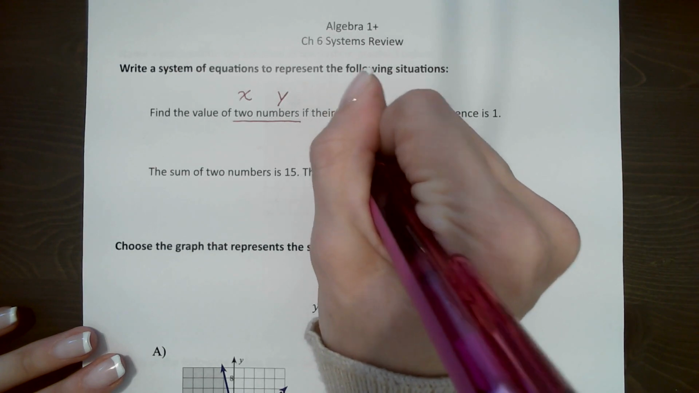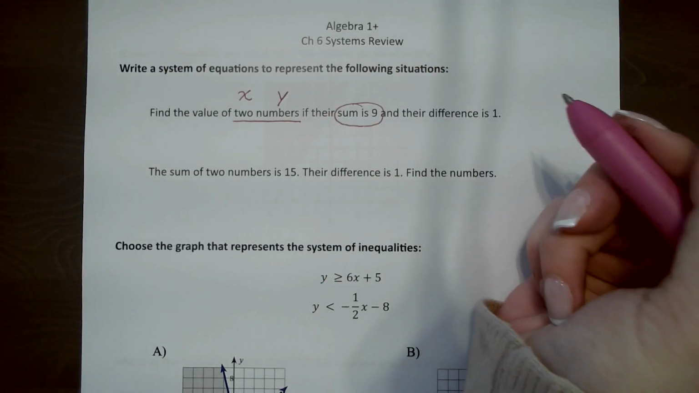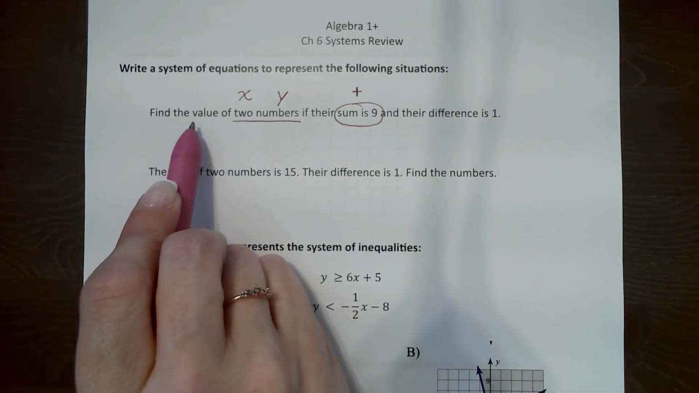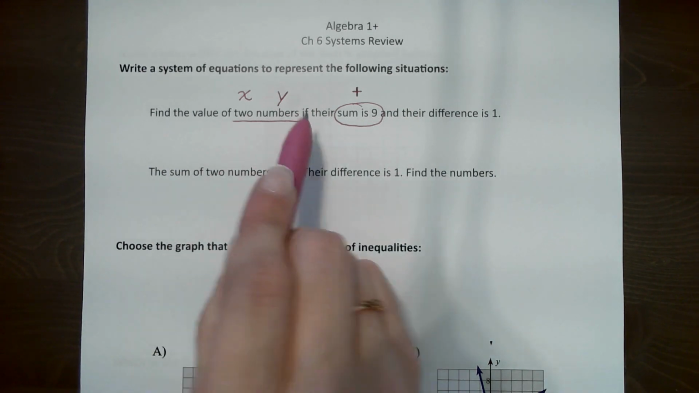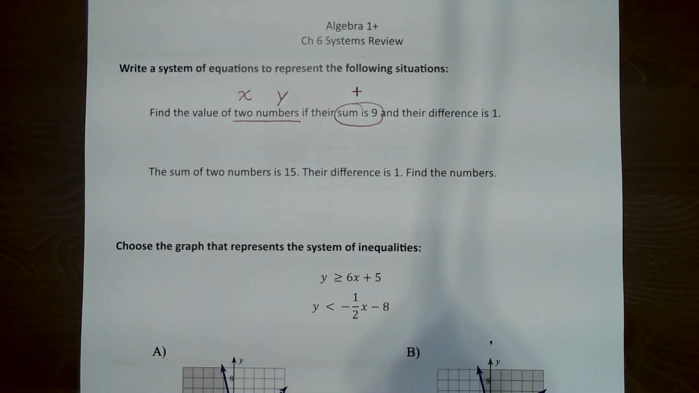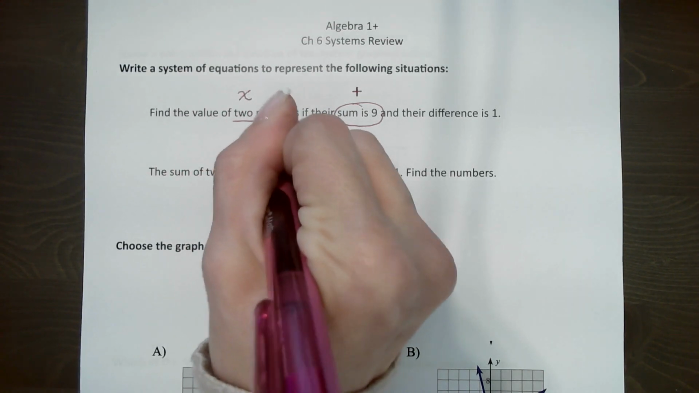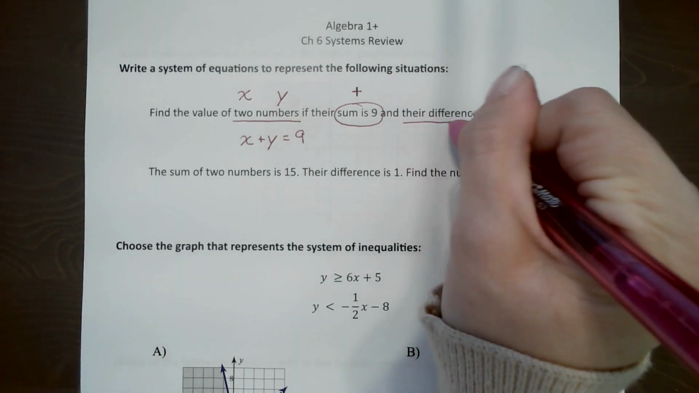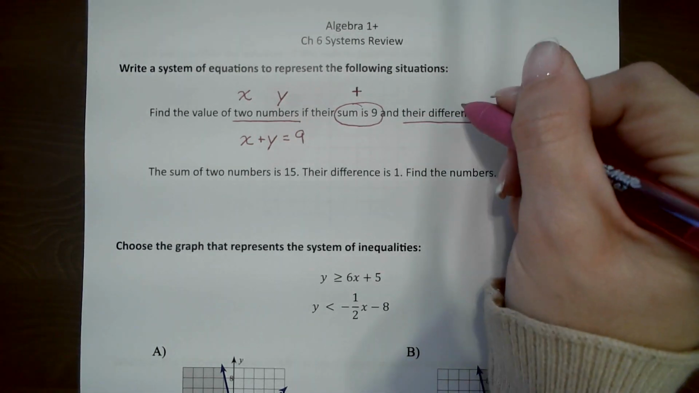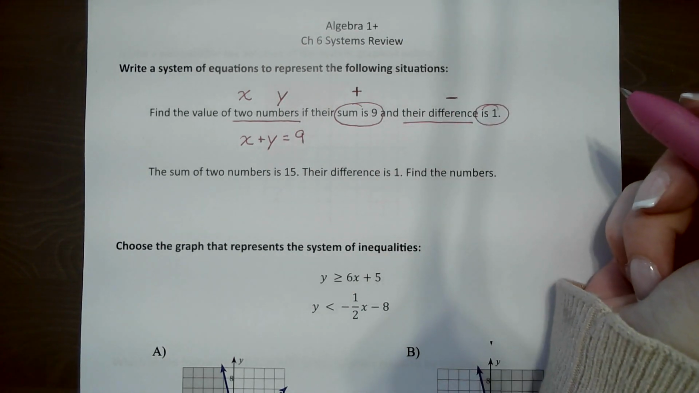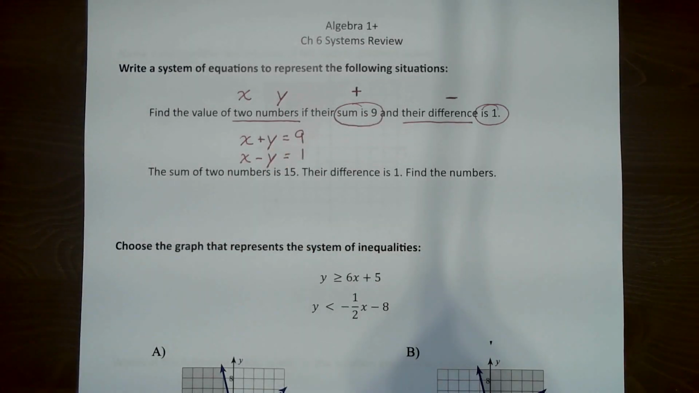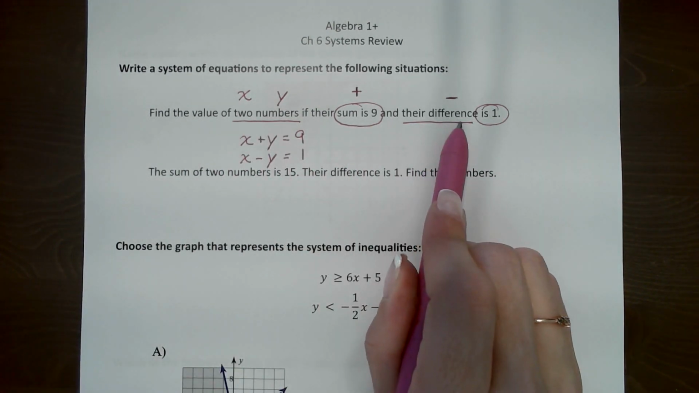If their sum is 9. Now we need to remember our keywords. Sum is addition. So they're telling us that the value of two numbers will have a sum of 9. So we can start by writing that. X plus y equals 9. Then it tells us that their difference is 1. Now, difference is subtraction. So this would be x minus y equals 1. So that would be our system to represent this word problem right here.